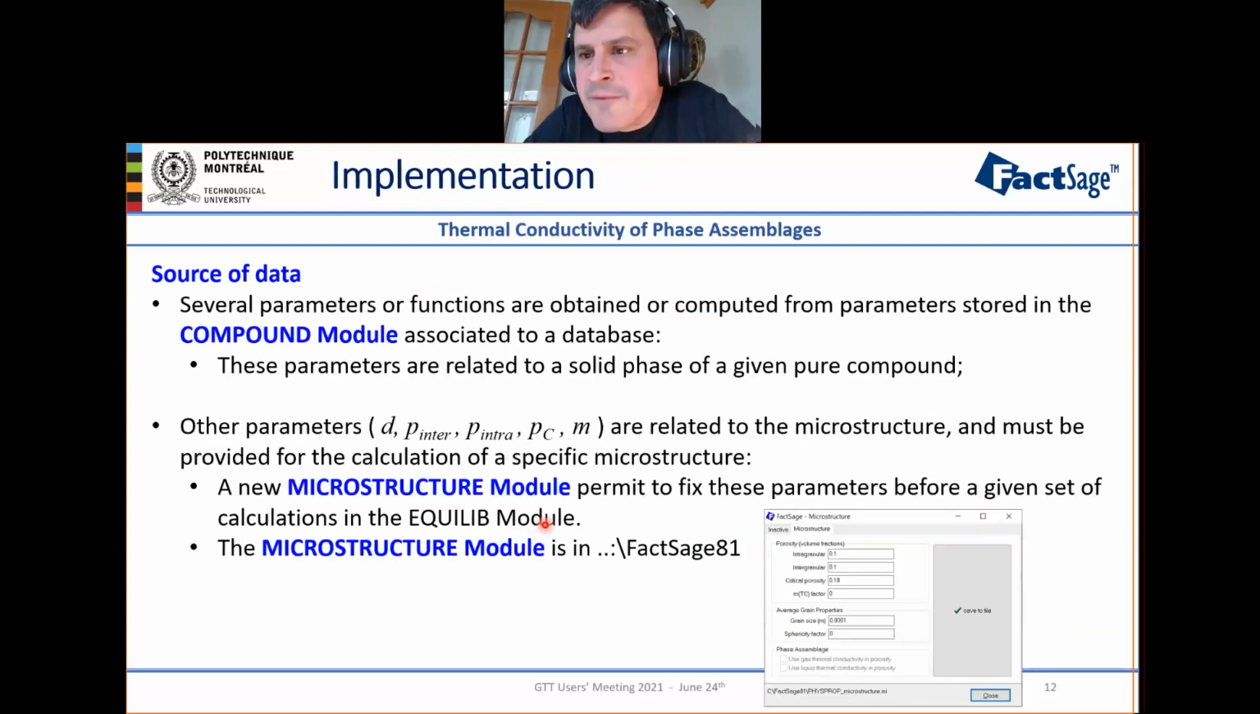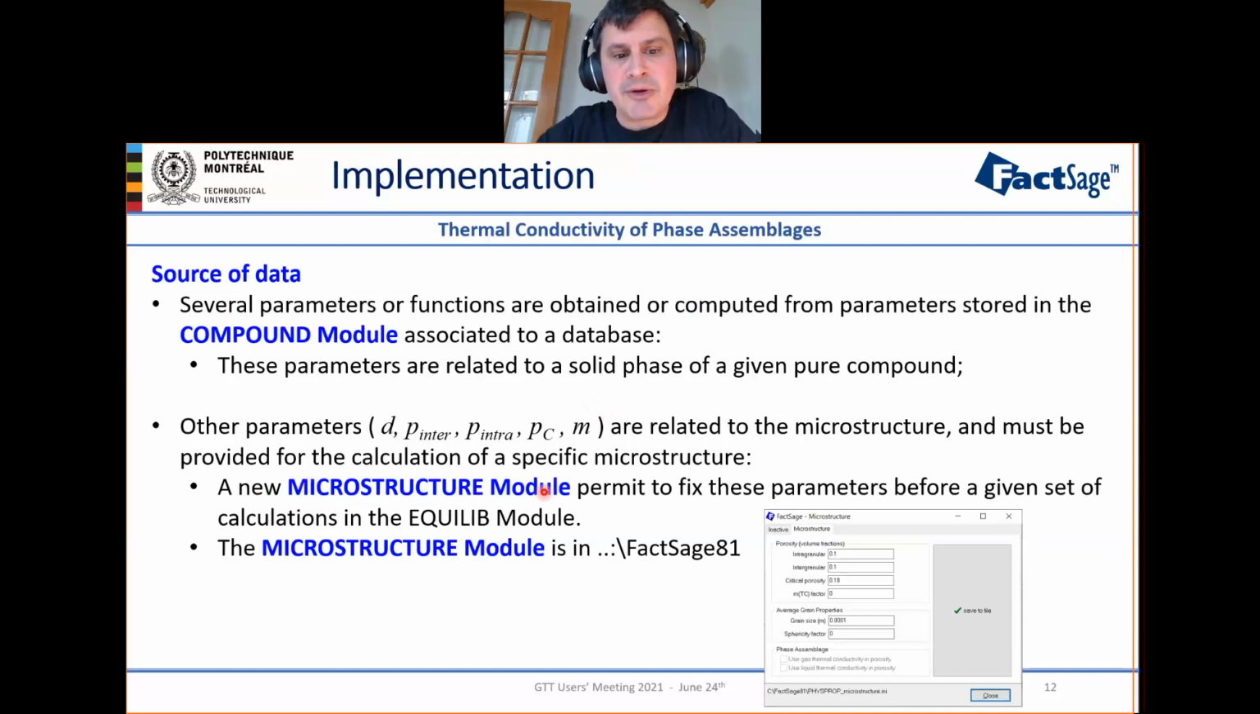So the source of data for the implementation into the Equilib module of FactSage: many of the parameters are actually already stored in compound databases. And these parameters are all related to the three first functions, basically the pure phase. However, for the microstructure, we need extra information. We need the grain size, we need the different porosities, including the critical porosity. And if we have an intergranular porosity, we need a value of M for the denominator, which is usually 0.